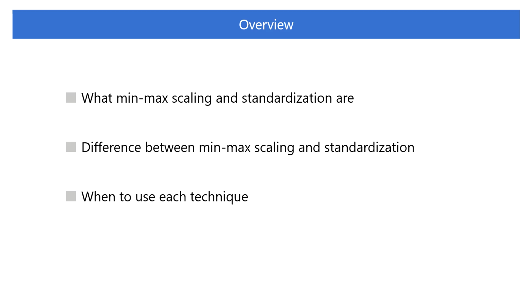Specifically, this section will focus on the difference between min-max scaling and standardization. These two techniques are widely used in data preprocessing to ensure that numerical variables are appropriately scaled for comparison and modeling. By the end of this lecture, you will understand what min-max scaling and standardization are, when to use each technique, and why scaling is important.